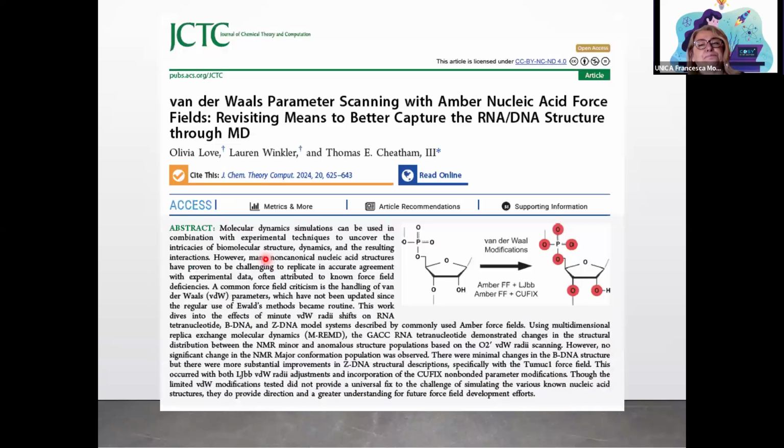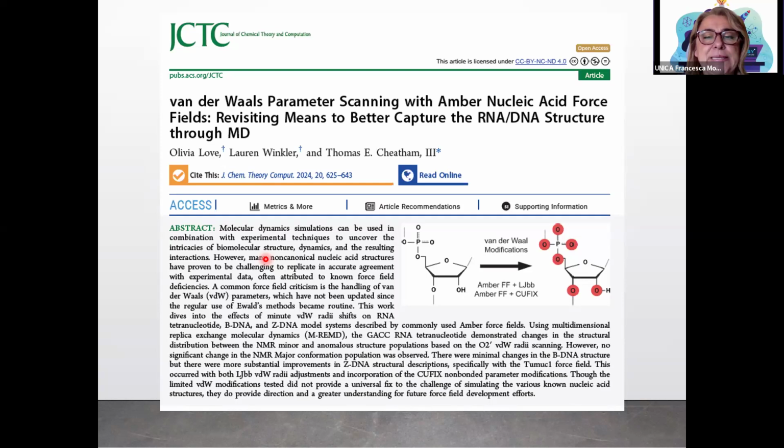Actually, the van der Waals parameters that are used in common force fields like Amber have been kept the same for the DNA for many, many years, even when the electrostatic term, the charges for the atoms in the nucleic acid, have been changed, or other parameters like the torsional angle parameters have been changed.